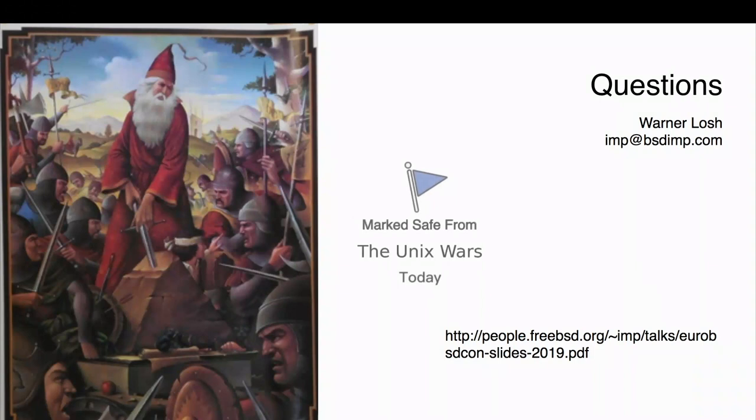And then I have the slides in PDF form up here. And this is another poster I found in my pickup truck from the time of the Unix Wars when BSD and System V were fighting. And so I marked myself safe from the Unix Wars. I didn't die there. Questions?